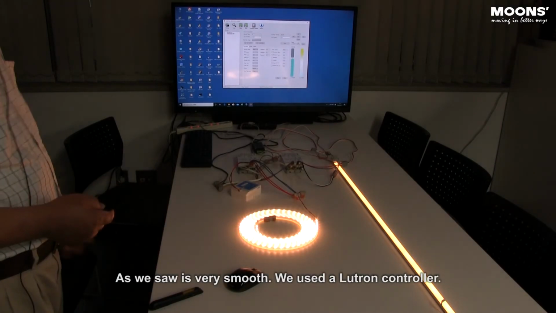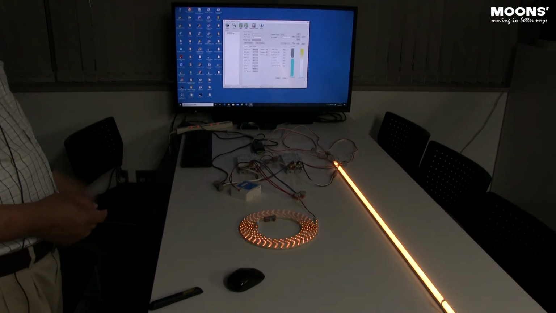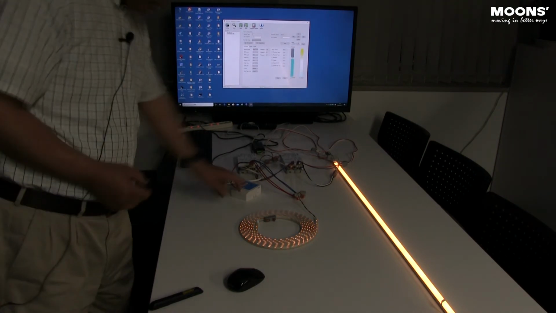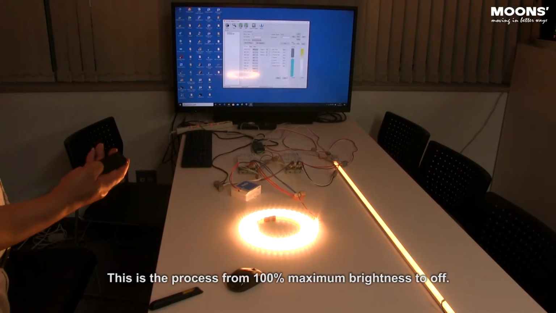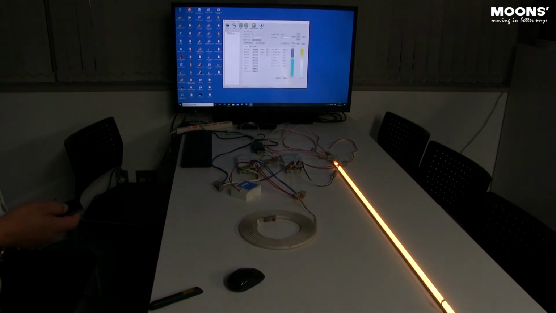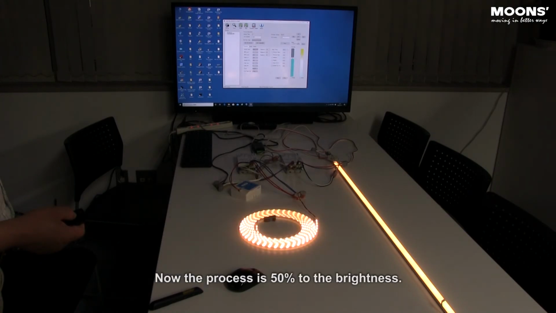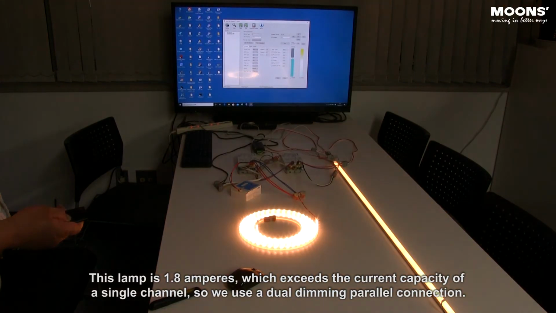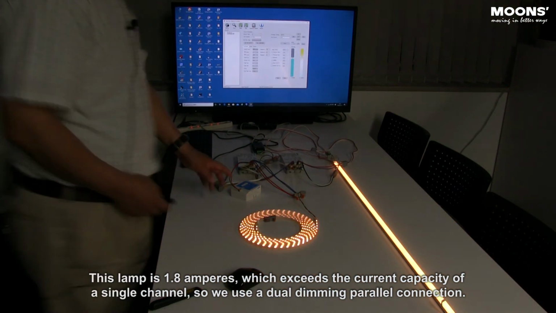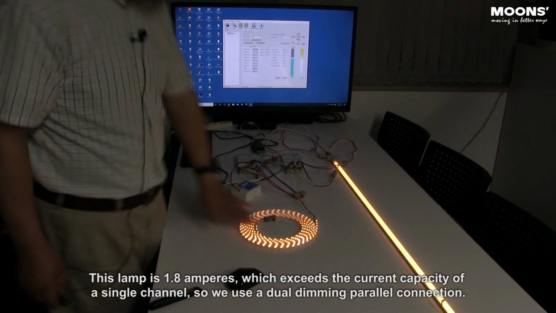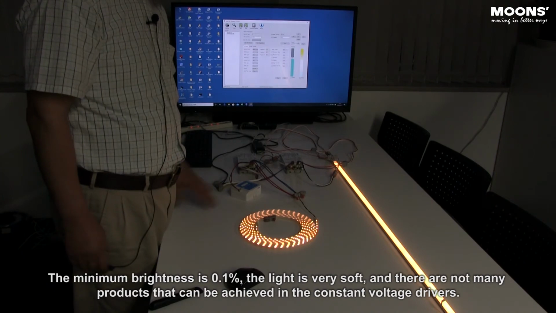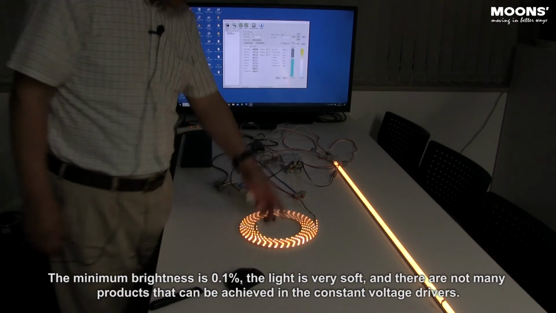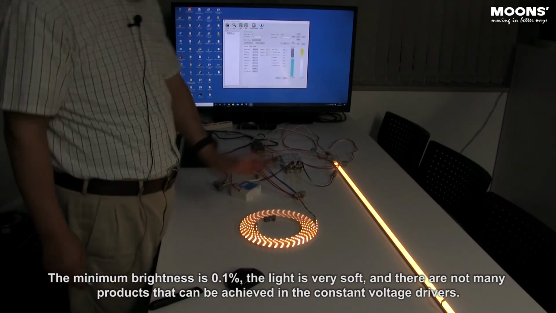We used a Lutron controller. This is the process from 100% maximum brightness to off. Now the process is 50% to the brightness. This lamp is 1.8 amperes, which exceeds the current capacity of a single channel, so we use a dual dimming parallel connection. The minimum brightness is 0.1%, the light is very soft, and there are not many products that can be achieved in the constant voltage drivers.